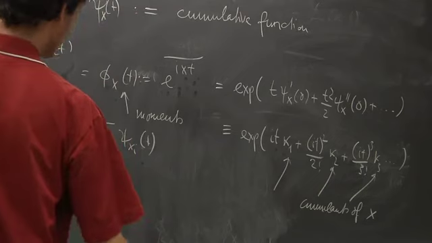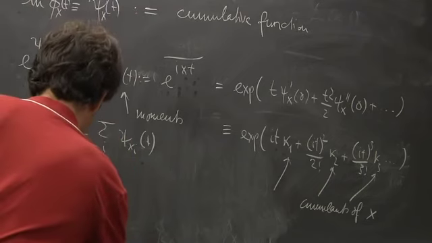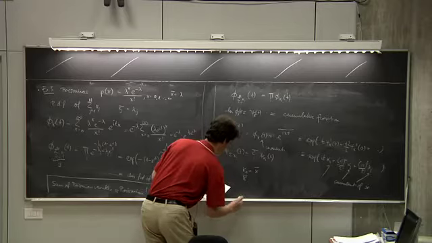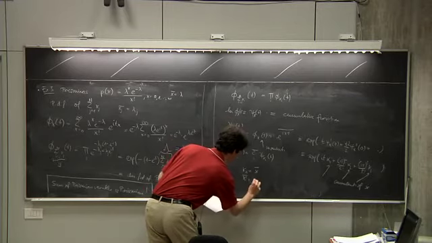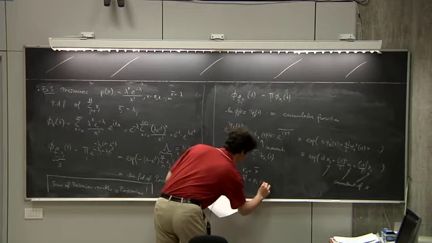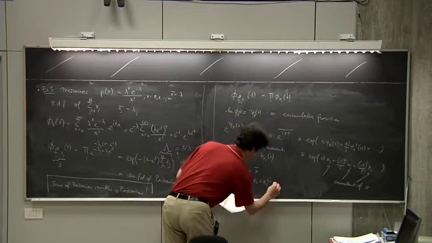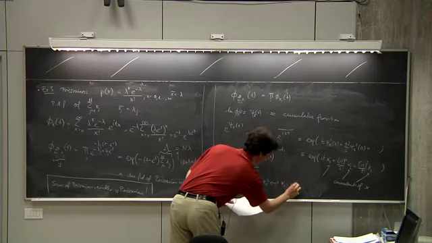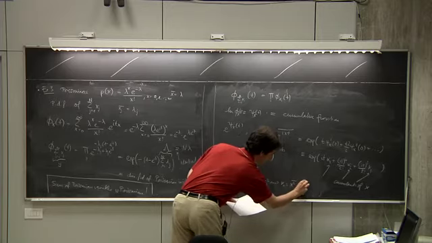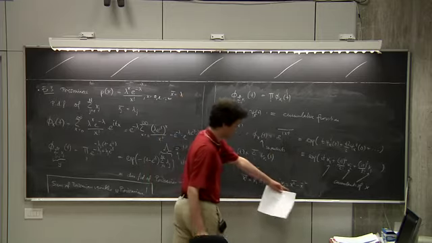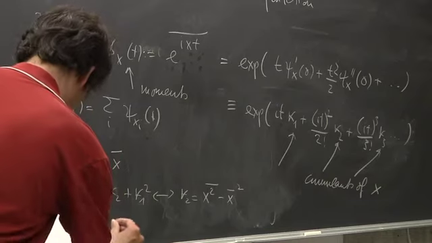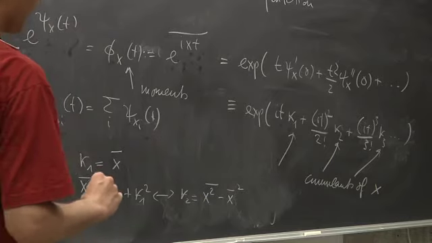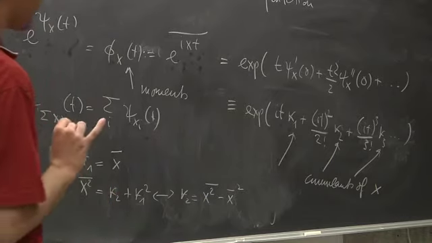So the first cumulant is just the first moment, but then for the second moment you have the relation that it's the second cumulant plus the first cumulant squared, which is equivalent to saying that the second cumulant is the second moment minus the first moment squared. So this is the variance actually. So the second cumulant is the variance, full stop. That's a very good thing to remember.